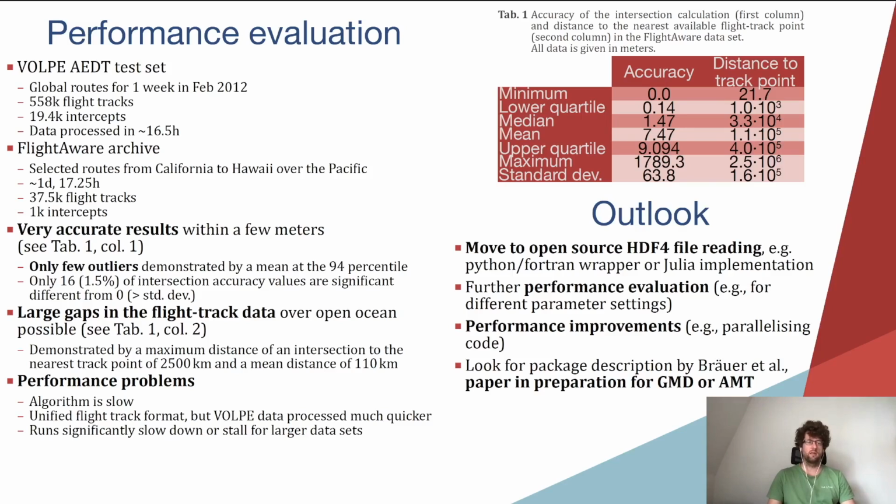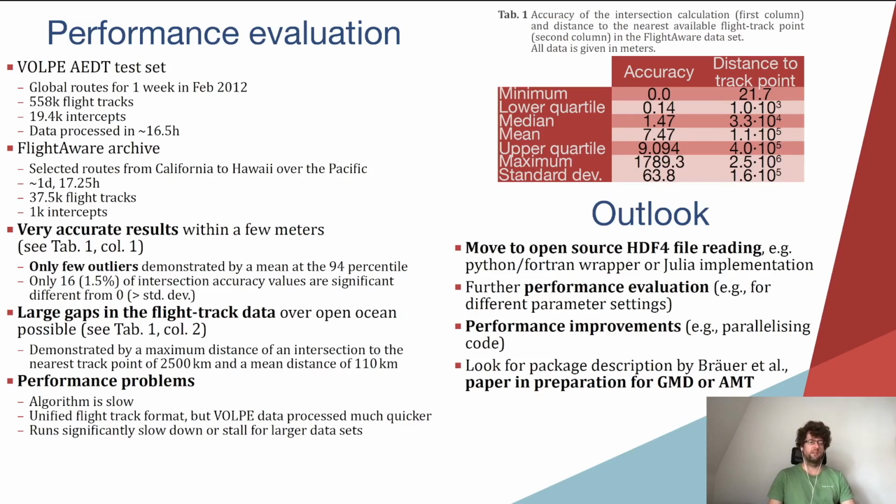What is promising though is that we get very accurate results. For the second dataset, we have a mean accuracy of 7.5 meters, and that mean lies at the 94th percentile. So almost all of our data is predicted within a few meters. There were only 16 data points with an accuracy above the standard deviation of 64 meters, and that corresponds to about 1.5% of all the intersections found.